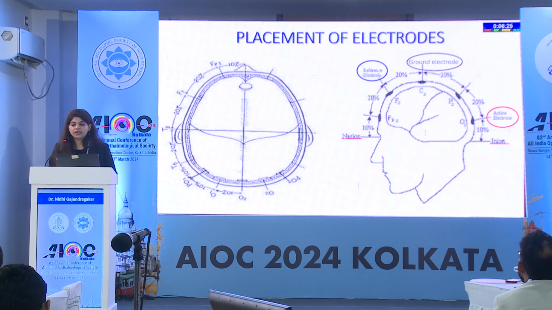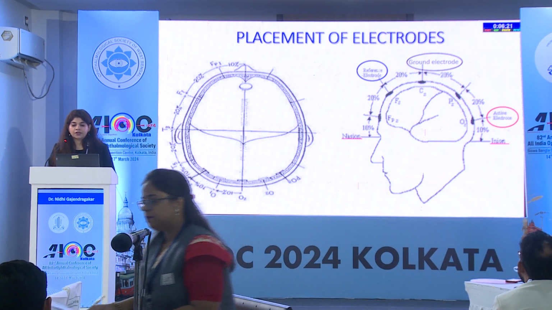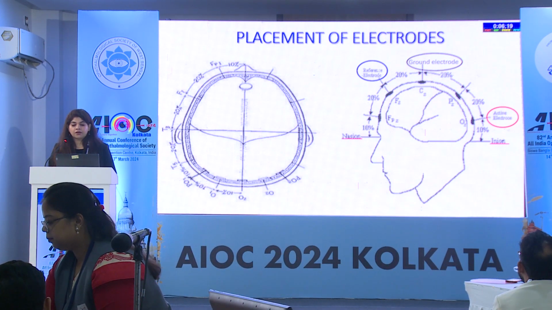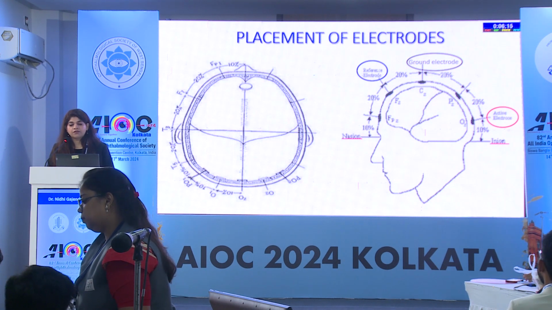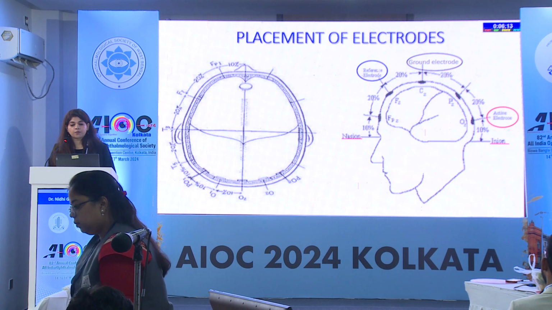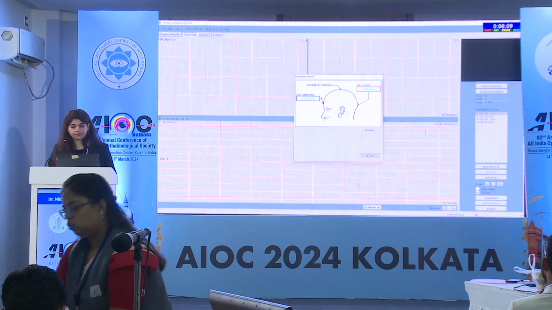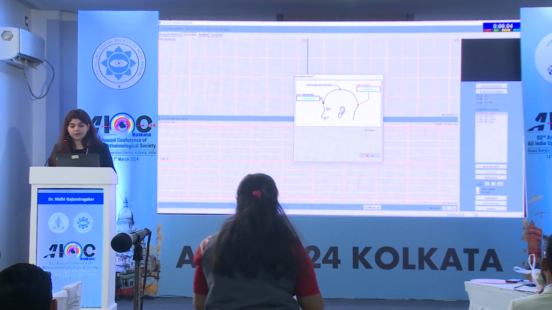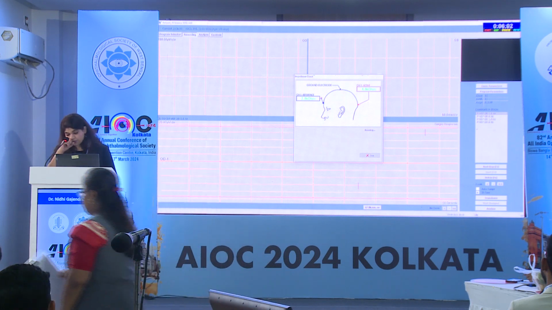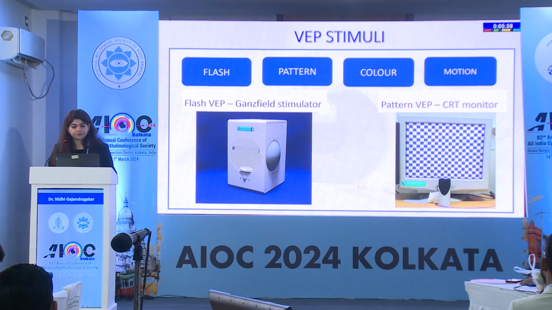Now the placement of the electrodes follows the 10-20 rule, in which the whole head is divided into multiple divisions, and we have the reference electrode, which is placed at FZ position. We have the ground electrode placed at the top of the head, and the active electrode placed at the OZ position. So this is how the machine will look once we connect the electrodes, and here we need to check that all electrodes have the impedance of less than 5 kilo ohms.